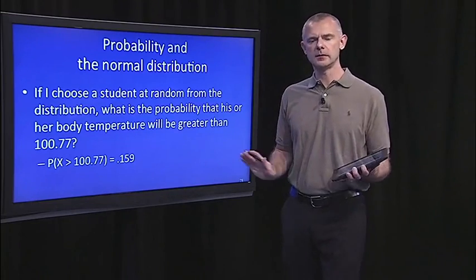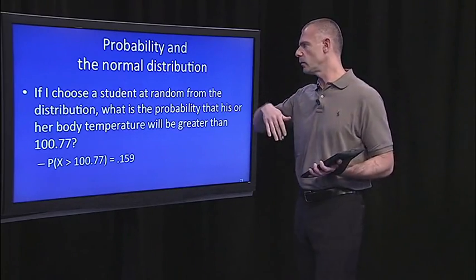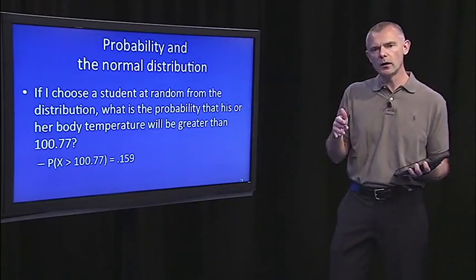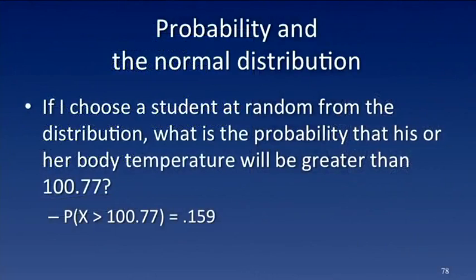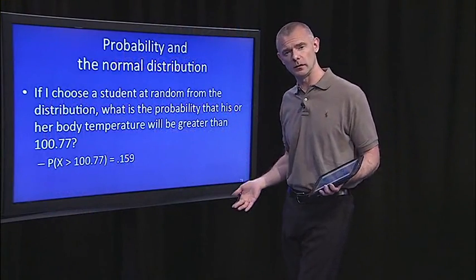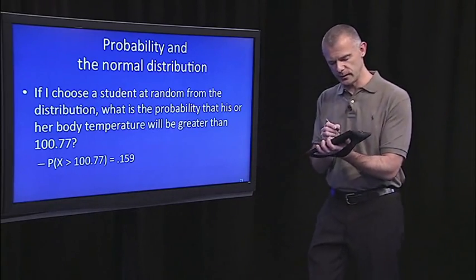Let's just do that again to make it clear. So if I do it again, I choose somebody at random. What's the probability that his or her body temperature would be greater than 100.77? Well, that corresponded to a z of +1 and a percentile rank of 84.1. So the probability of x being greater than that would be 0.159, because 15.9 plus 84.1 is 100. Okay? Let's go one more standard deviation further.